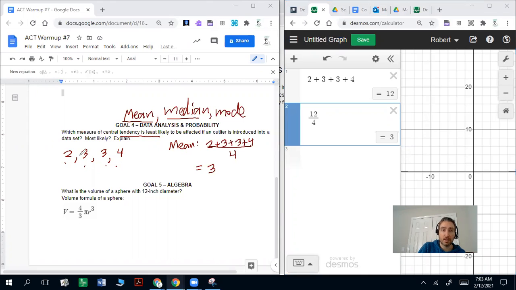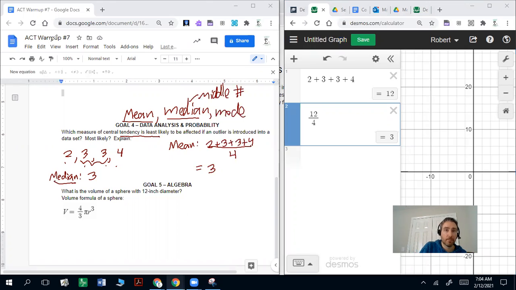And the median is going to be the middle number. Since there is an even amount of numbers, it's going to be what's in between 3 and 3. So your median is also going to be 3. Okay, so they're the same here. Median is the middle number, assuming they're lined up in order.